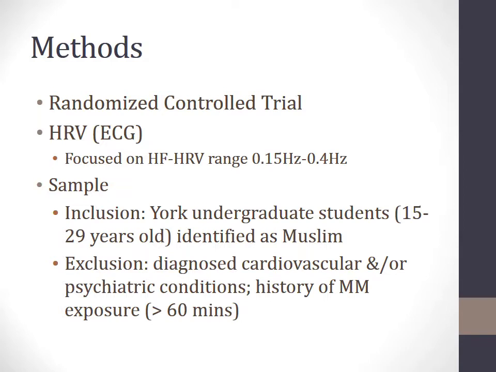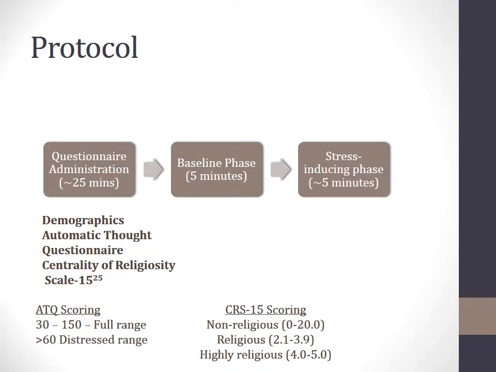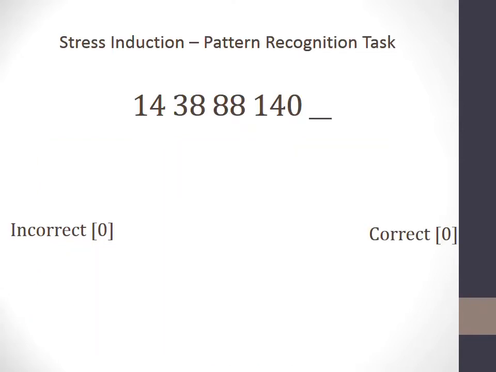Essentially, the objective was that they would be self-identifying as Muslim and would be experienced with the prayer, but not experienced with the meditation. So participants were introduced to the study, were given a baseline questionnaire, and then participated in a stress increasing intervention. Then the heart rate variability would be measured before and after that, as well as after the relaxation phase.